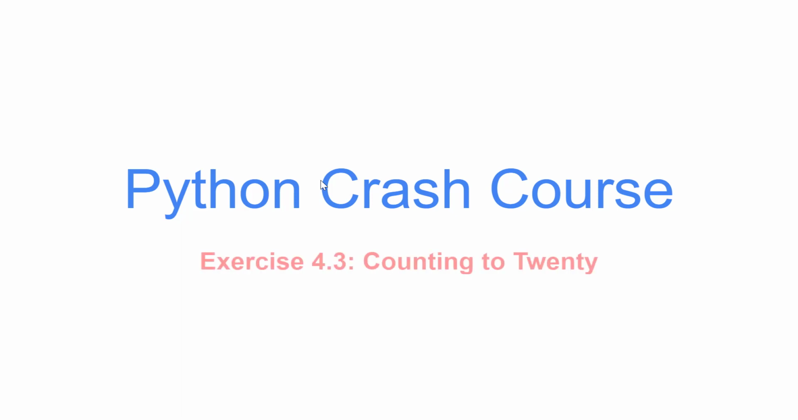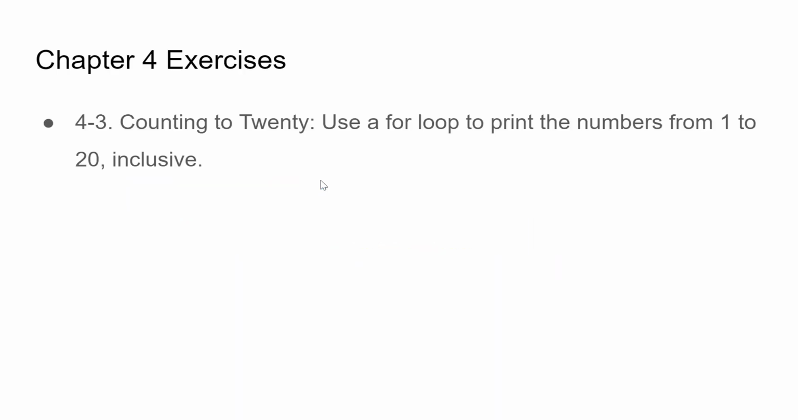In this video, we're going to look at exercise 4.3, counting to 20 with the for loop. It's from the book Python Crash Course by Eric Matthes. So the question says, exercise 4.3, counting to 20. Use a for loop to print the numbers from 1 to 20, inclusive. So inclusive means we are also including 20.